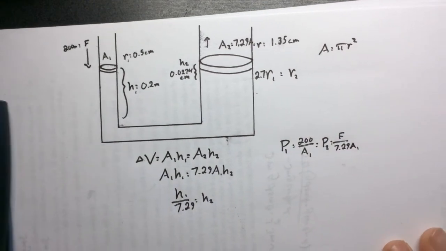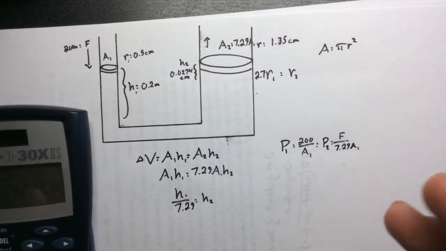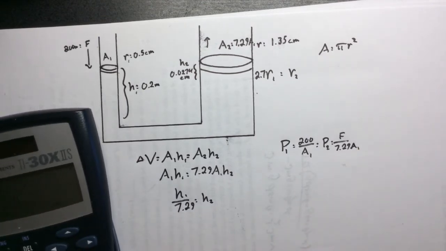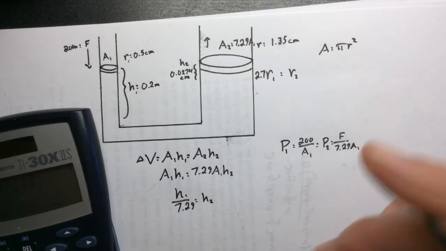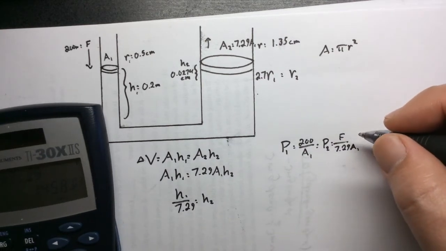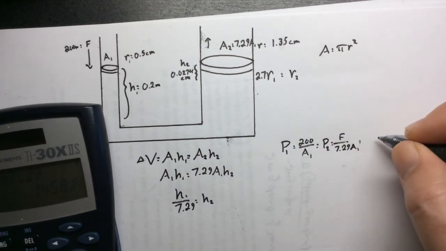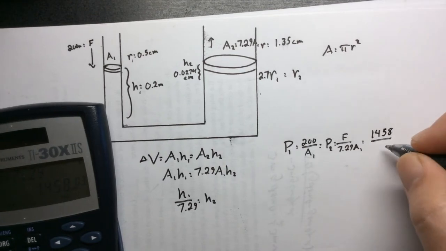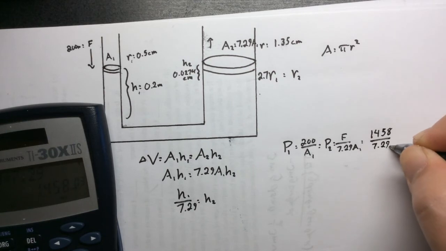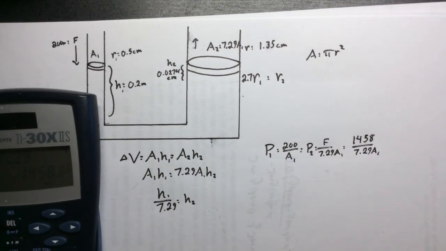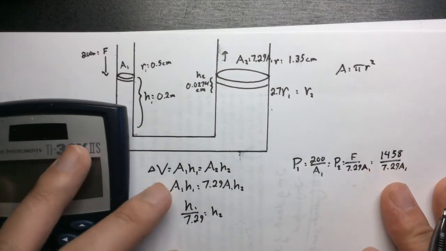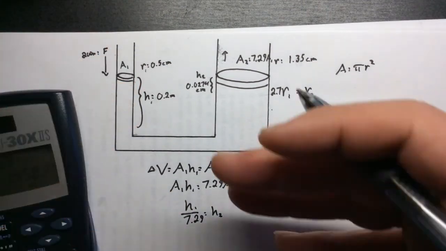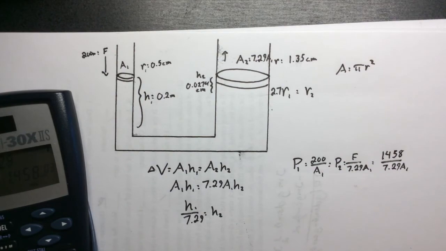And so, again, what does that do for us? That actually increases this force. So 200 times 7.29 is going to be equal to 1,458. So the force on the right side is 1,458 divided by 7.29 A1, so that the pressure is still the same. But look at what happened with the force. It's huge, right? So I can use this to press down on the left side, and the right side is going to have that amplified force at the cost of the distance.